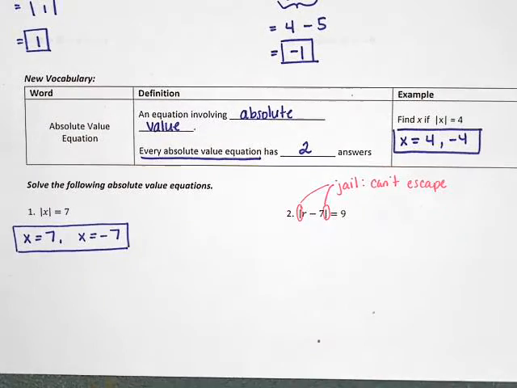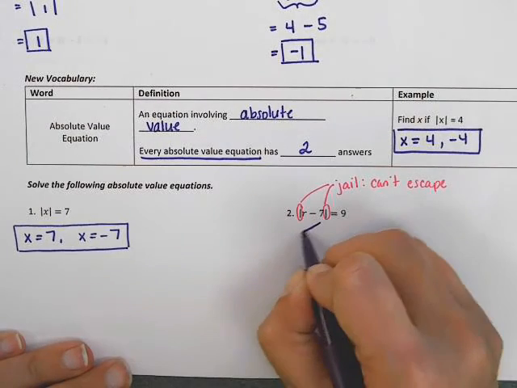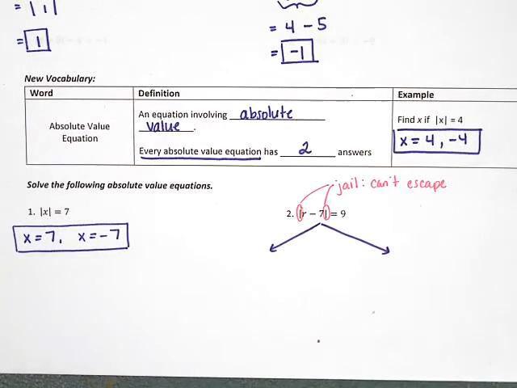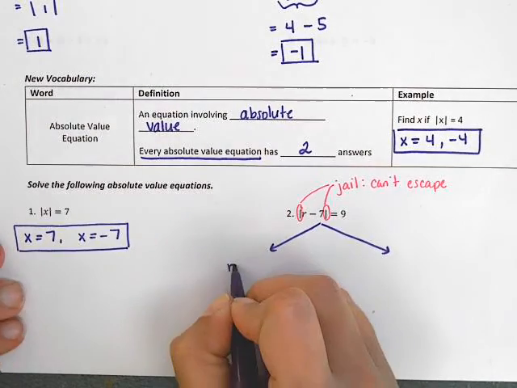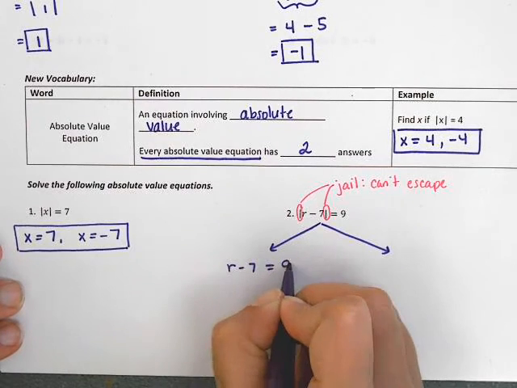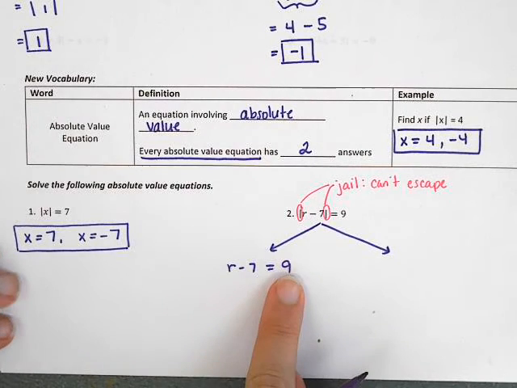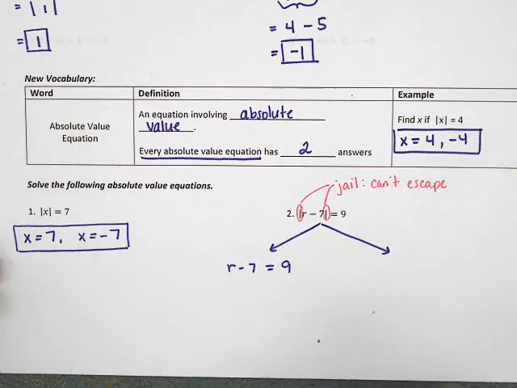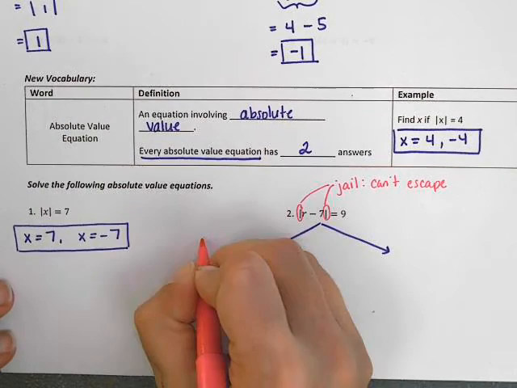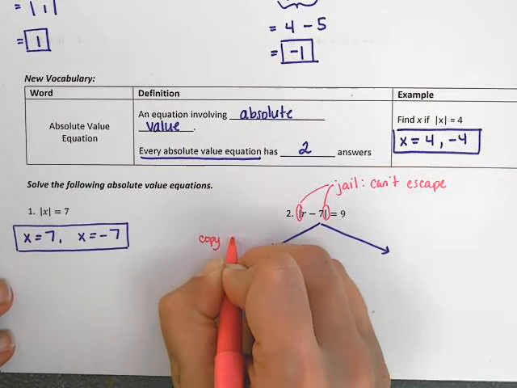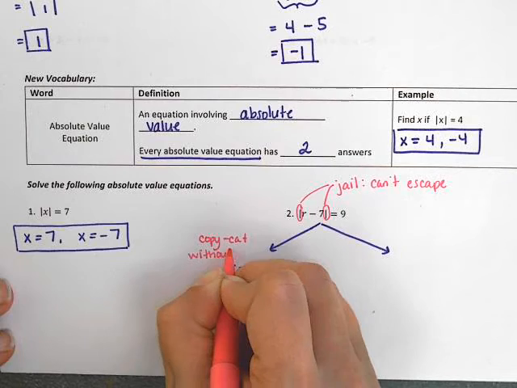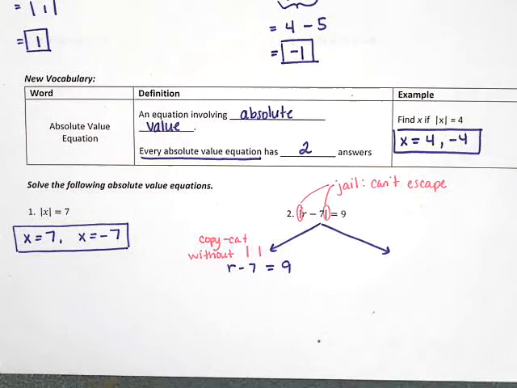Instead, what you have to do is what I call make two branches. You're going to make two separate problems here. The first problem is going to be a copycat of the original: r minus 7 equals 9. It's just that you take away the absolute value symbol now. So this is a copycat without the absolute value symbol.